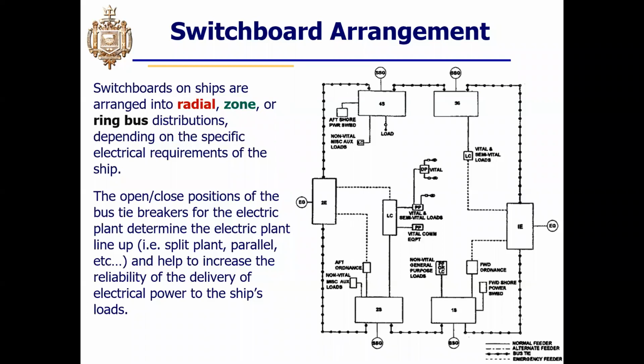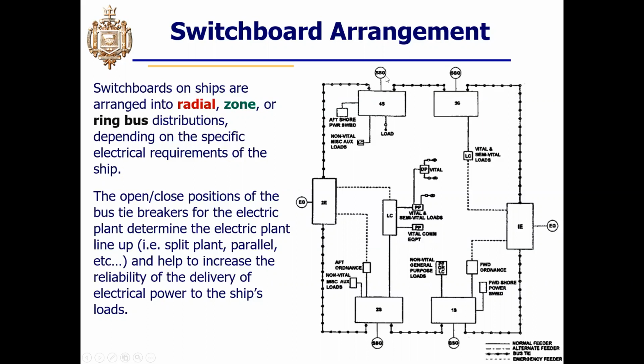So electric plant lineups are something you're going to run across when you come to these ships. Electric plant lineups are determined by the circuit breaker open-close arrangement. So, for instance, you may want to have a split plant electric plant lineup. So a bus tie breaker between the 3S and the 4S, for instance, will be open. That way a fault on the 4S switchboard, or some kind of a short occurring here on the port side, will not affect the starboard. So that way it allows for fault isolation and fault separation.